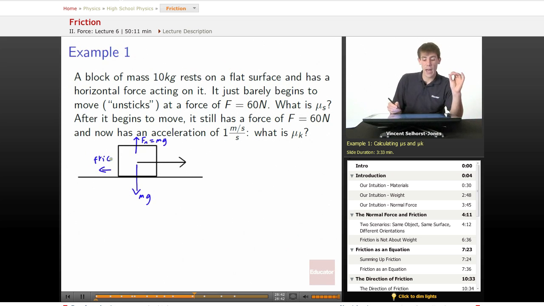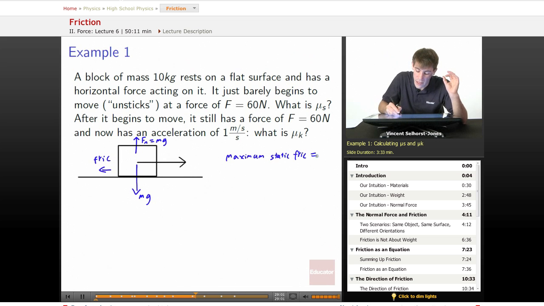So if mu S is what we're dealing with, if we're dealing with static friction, the moment of unsticking, that razor's edge between staying still and just beginning to move, is going to be the maximum static friction. The force is going to be equal to the maximum static friction for it to unstick at 60 newtons.